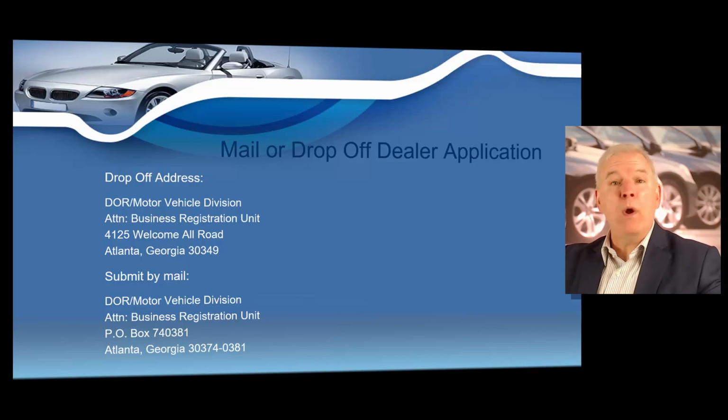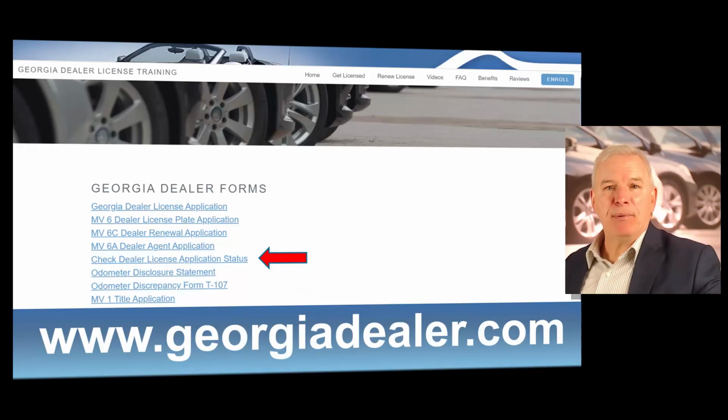So once you have submitted your dealer license application packet, you can check your dealer license application status. You can find out the status of your license application. Just go to GeorgiaDealer.com, go to the Georgia Dealer Forms link, and click on Check Dealer License Application Status. That's the link you see right there on your screen.